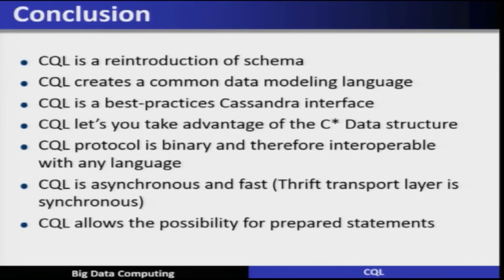Conclusion: CQL is a reintroduction of the schema. CQL creates a common data model language. CQL is the best practice Cassandra interface, and CQL lets you take advantage of the data structure of Cassandra. The CQL protocol is binary and therefore interoperable with many languages. CQL is asynchronous and fast. CQL allows the possibility for prepared statements.